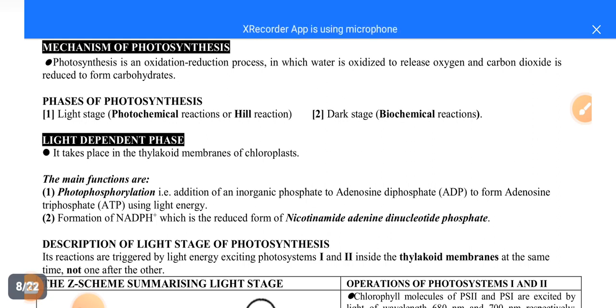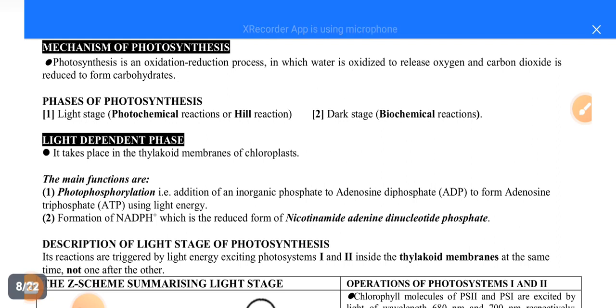Then we shall look at the reduction process or reduction reaction, which is a chemical reaction in which a molecule or an atom gains one or more electrons. It can also be a gain of hydrogen atom, or a loss of oxygen atom. So we are saying that these mechanisms are divided into phases.